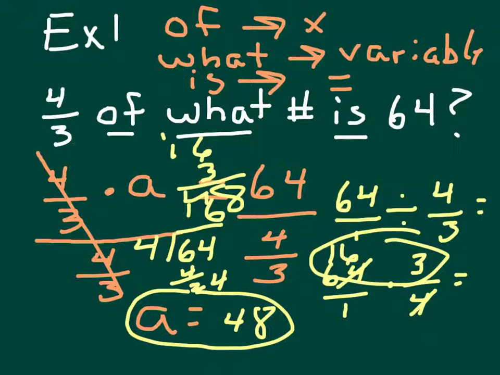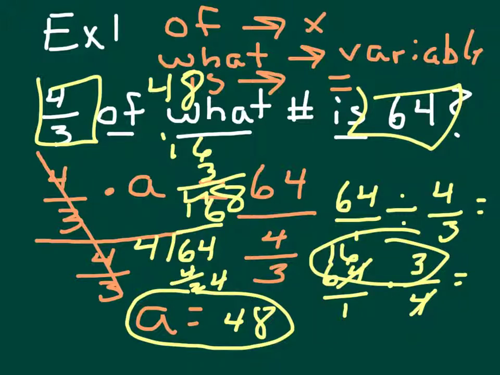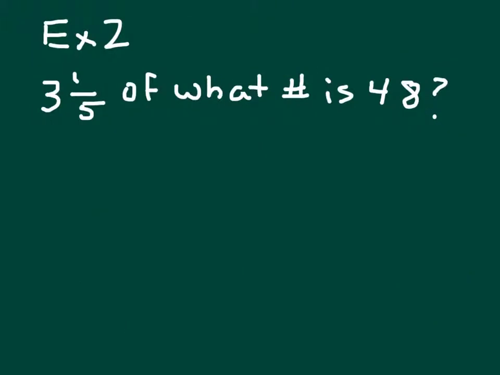Let's go back to the original problem. 4/3 of what number is 64? Well, 4/3 of 48 is actually 64. Now, how can that be? How can I take 4/3 of a number and get a bigger number? Well, 4/3 is a number bigger than 1. Remember, if I took 1 times 48, I'd get 48. So if I took 48 times a number bigger than 1, I'd get a bigger number. So it makes sense.